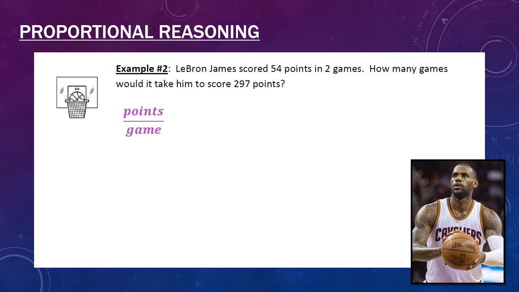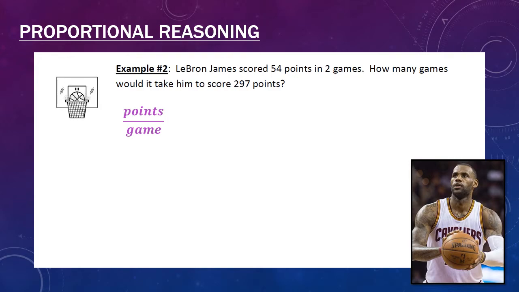Write that down. Do I have to put points over games? No. Could I put games over points? Sure. As long as you keep your units lined up, it doesn't matter. Just don't mix things up. That's where students get it wrong. Now, because points comes before games, take the information that's in your first sentence. That's your first fraction. 54 over 2 is your first fraction.